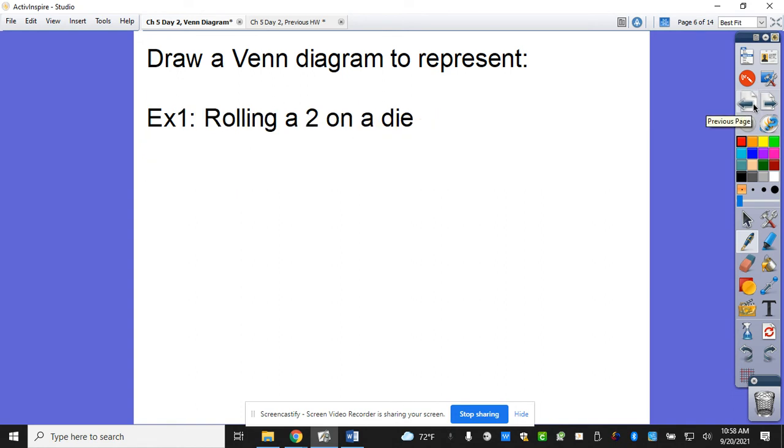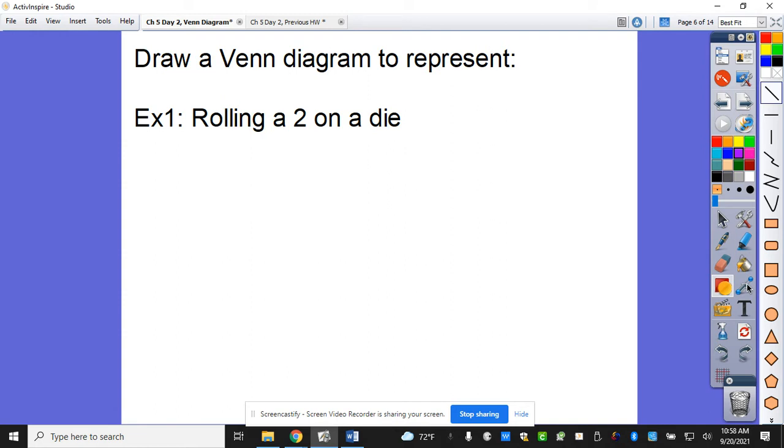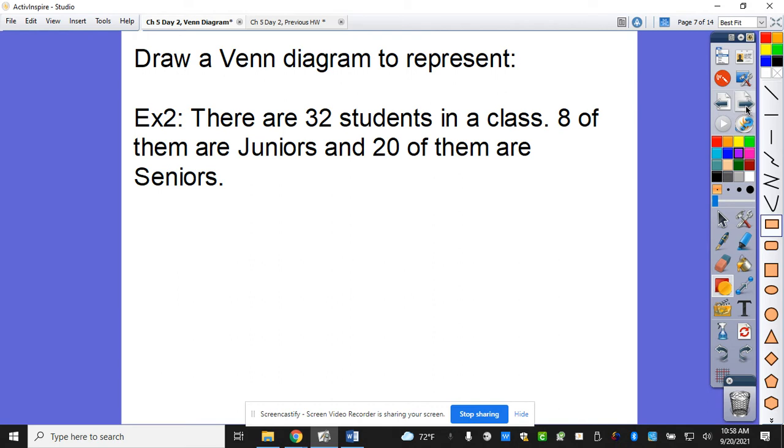So with this one, what's it going to look like? We did one of these on Friday. I might have done this example on Friday. Alright, what does this Venn diagram look like? And then when we put the 32 in the middle and that remaining 4.